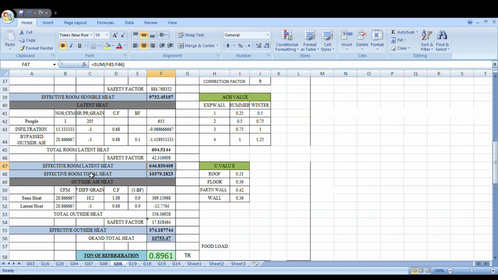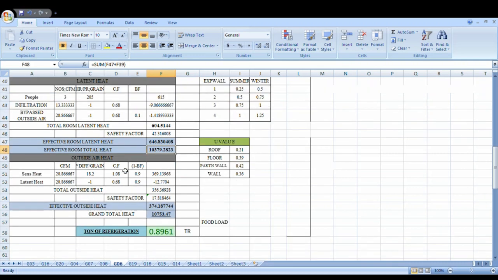and effective room total heat is this one, effective room latent heat plus effective room sensible heat. You will get this value, 10379.2823. Okay.